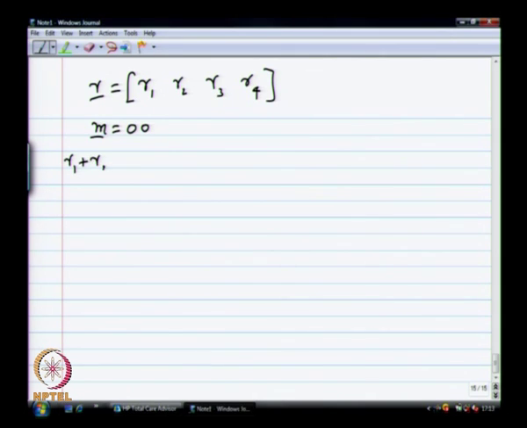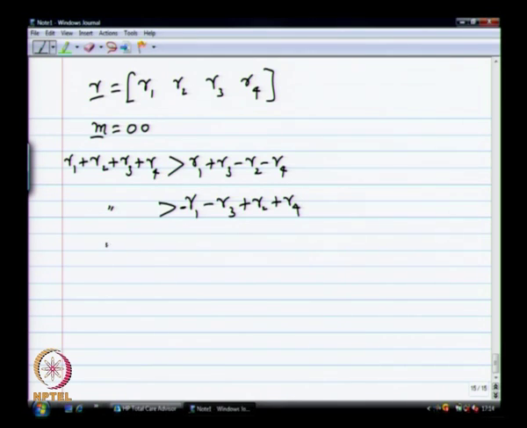R1 plus R2 plus R3 plus R4, which is the correlation that you want, should be greater than R1 plus R3 minus R2 minus R4. The same guy should be greater than minus R1 minus R3 plus R2 plus R4, and then the last thing is minus R1 minus R2 minus R3 minus R4. Like I was pointing out, you can maybe play around with these equations, so, simplify some of them.